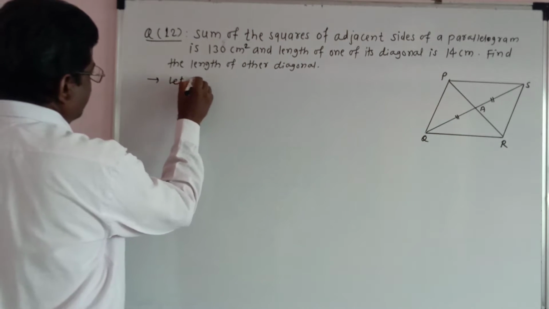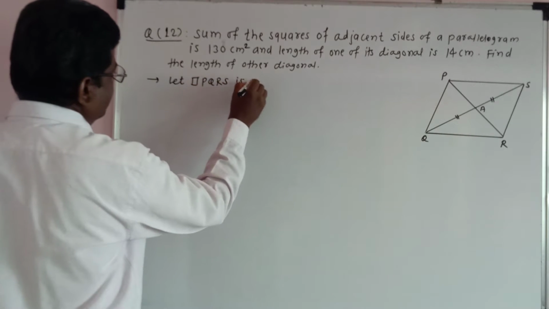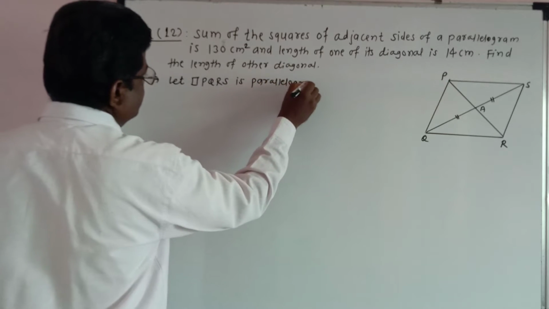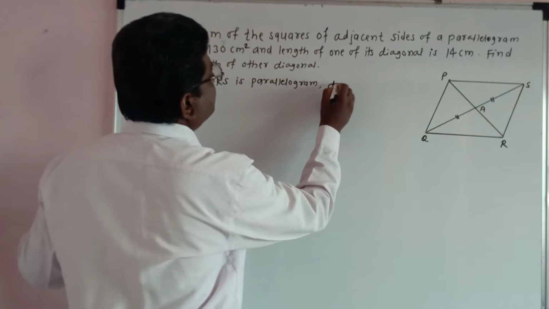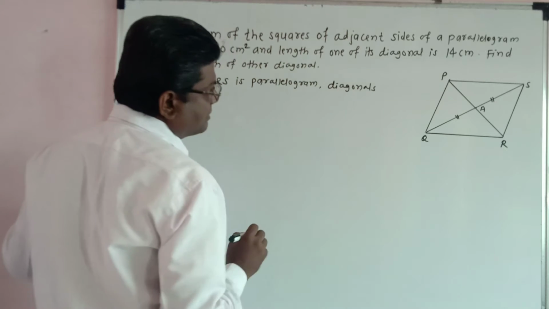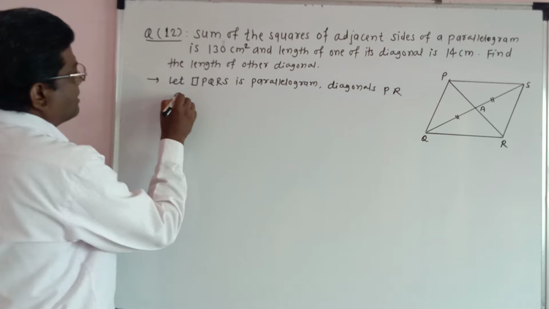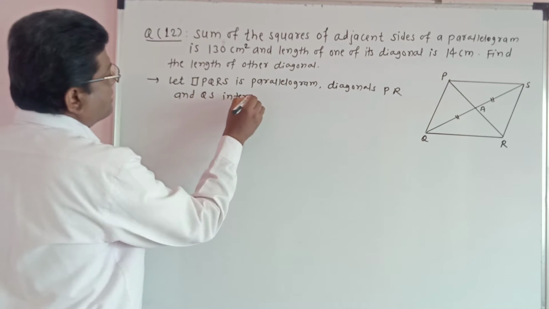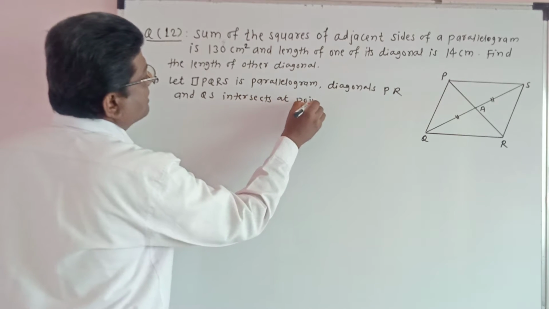Let quadrilateral PQRS be a parallelogram, diagonals PR and QS intersect at point A.